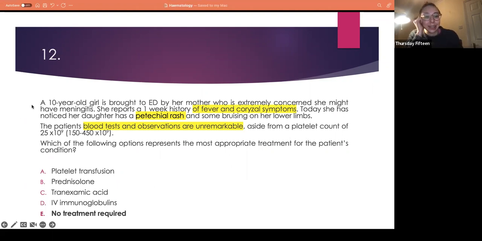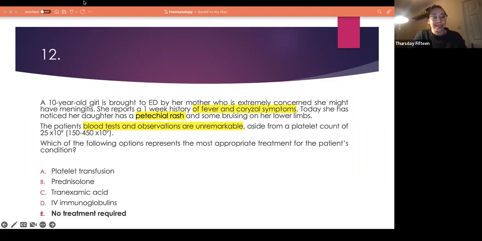A 10-year-old girl is brought to A&E by her mother. She's very concerned she might have meningitis. She's got a 1-week history of a viral illness, and now she's got a petechial rash and some bruising on her legs. The patient's bloods and obs are fine, apart from the fact that she's got a platelet count of 25, which is really, really low. Which of the following options represents the most appropriate treatment for the patient's condition? Is it a platelet transfusion, prednisolone, tranexamic acid, IV immunoglobulins, or no treatment required?